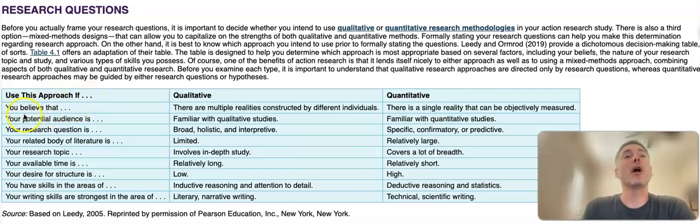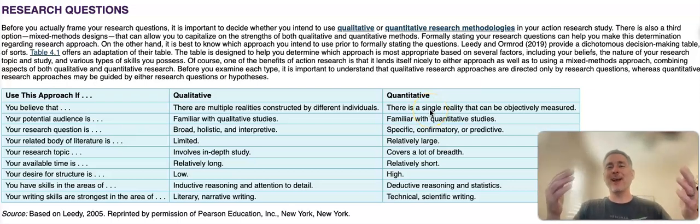For example here, use this approach if you believe that there are multiple realities constructed by different individuals. So then you should use qualitative. Or if you say there's a single reality that can be objectively measured, then you should believe that it's quantitative, right? So it's kind of this approach like, okay, what is your paradigm? How you view the world? And if you fall into either this or that bucket, then that's the method that you use, right?